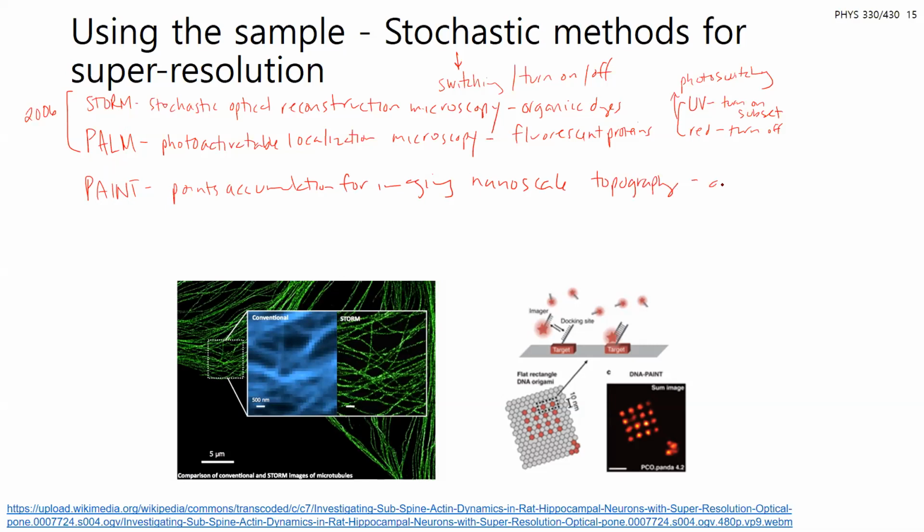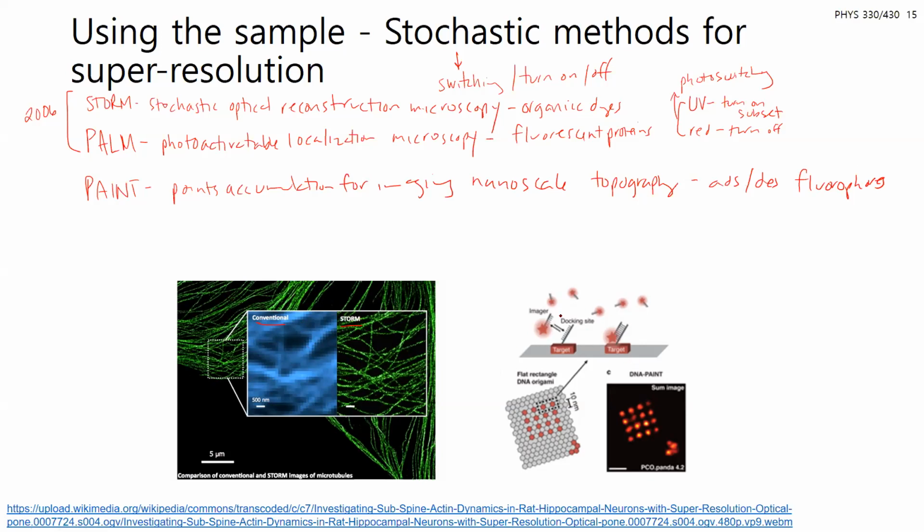And this uses adsorption and desorption of fluorophores. Instead of using photo switching, you're having things come in and diffuse and bind and leave. So here's some example images of microtubules where this is your diffraction limited image versus a STORM image where all these microtubules had organic dyes that they could use laser light to turn on and off.